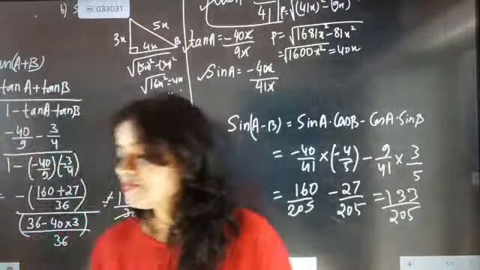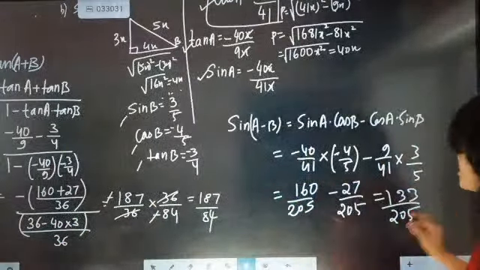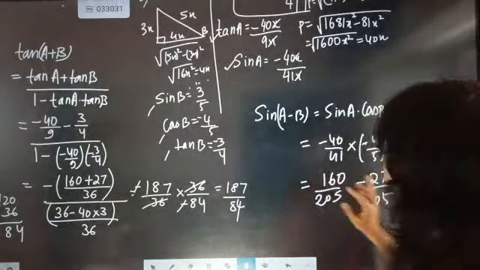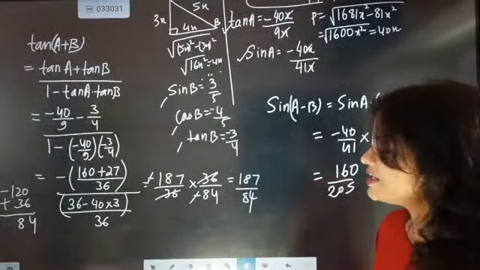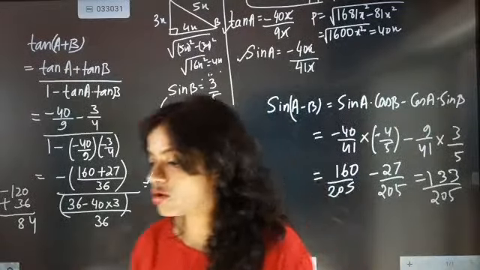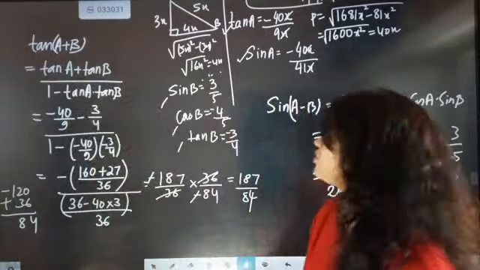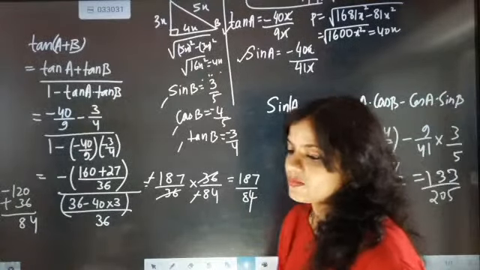Okay. Now look here. This part is over. It is coming as 133 by 205, and here it will come as 187 by 84. Yes, 133 by 205, and here it will become 187 by 84.